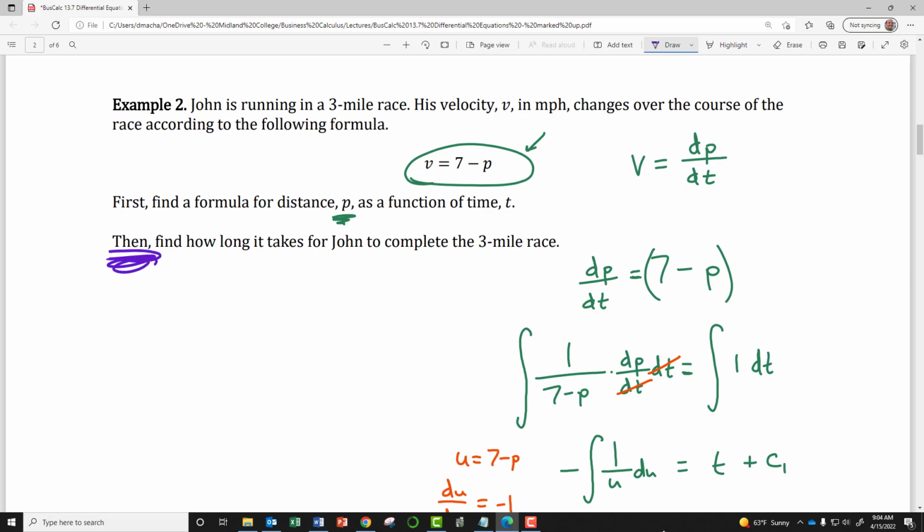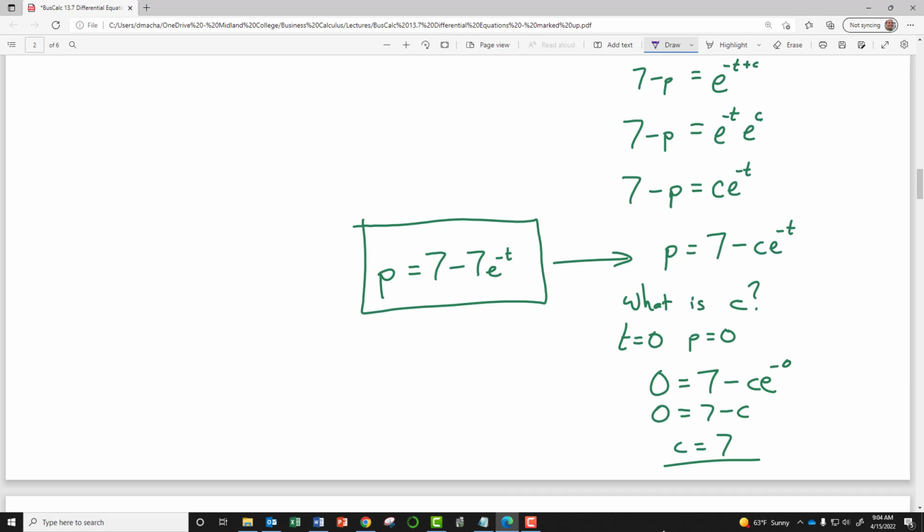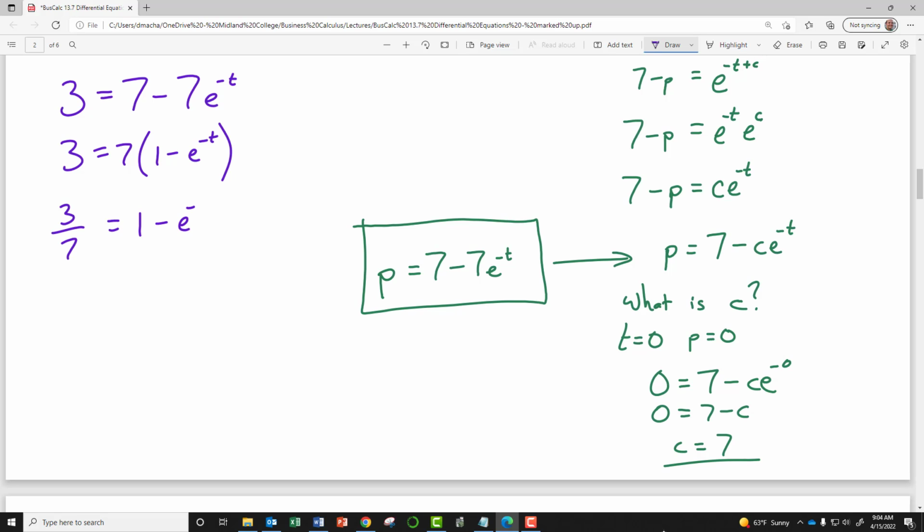My second step, which I'll write in purple, is find how long it takes John to complete a 3-mile race. And so at the end of the race, my distance is 3, and I want to know what time corresponds to a distance of 3. Well, notice I can factor out a 7 and get something like this. So 3/7 is equal to 1 minus e to the negative t, which means that e to the negative t is equal to 1 minus 3 over 7. 1 minus 3 over 7 would be 4 over 7.